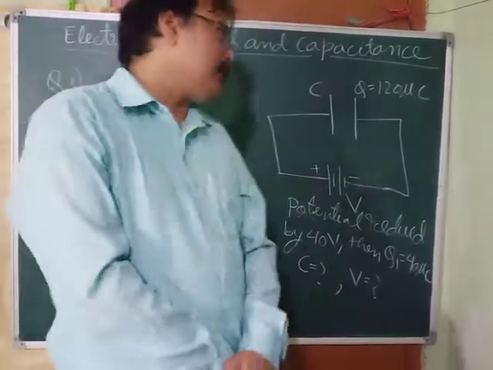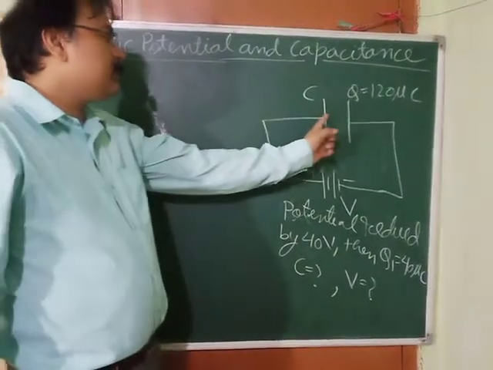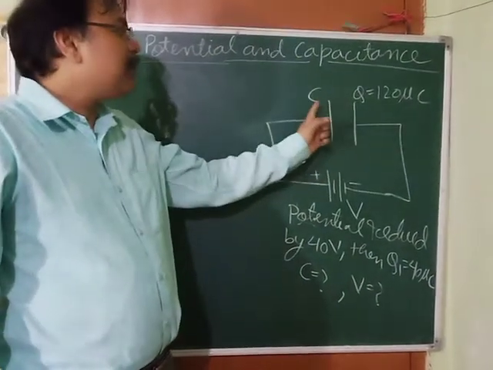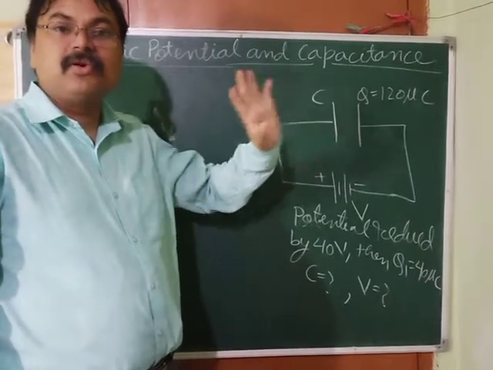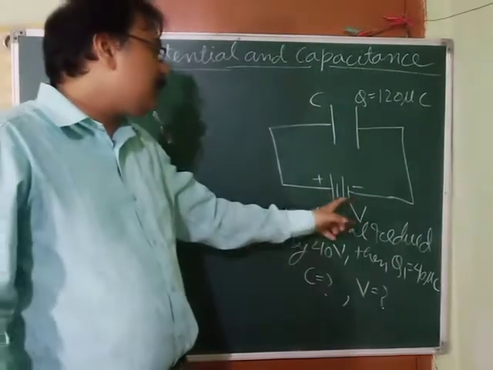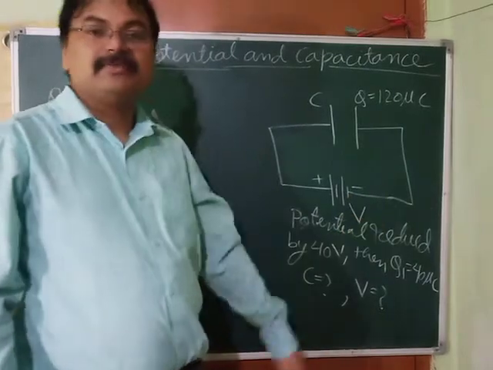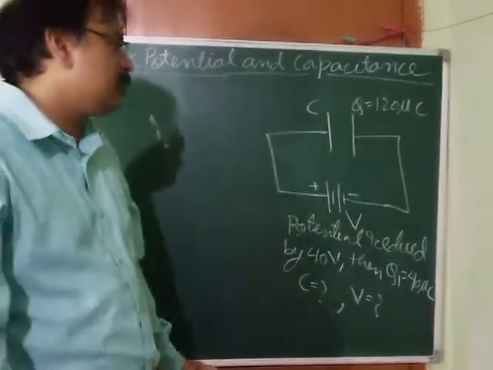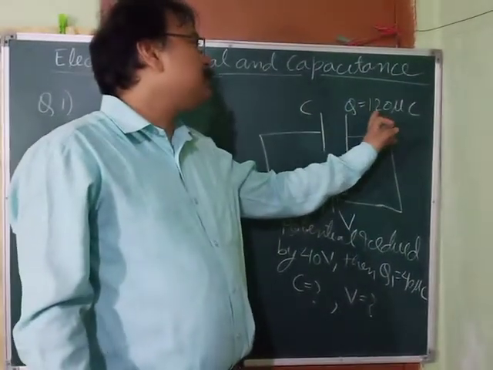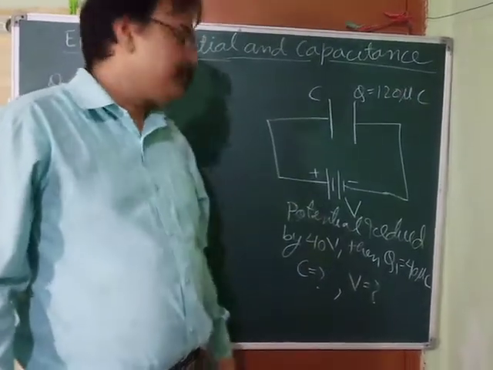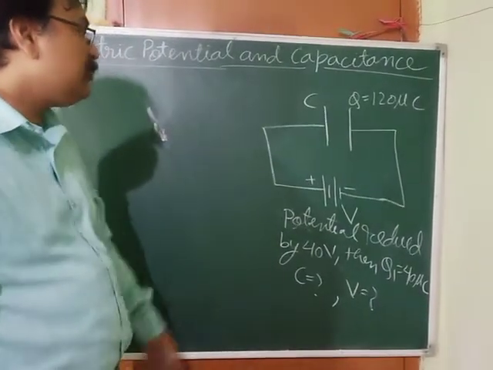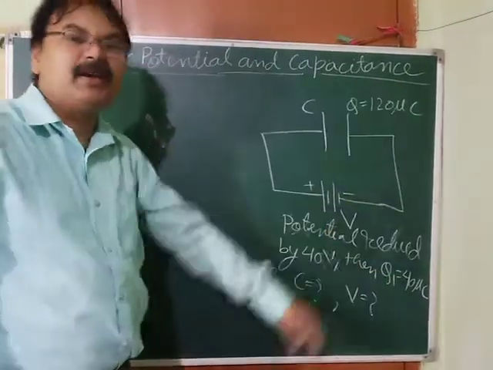The question is like this. There is a capacitor having unknown capacitance. Its capacitance is not known, and it is connected to a battery of potential difference V. The potential difference is also not known, and the charge on this capacitor is 120 microcoulomb.